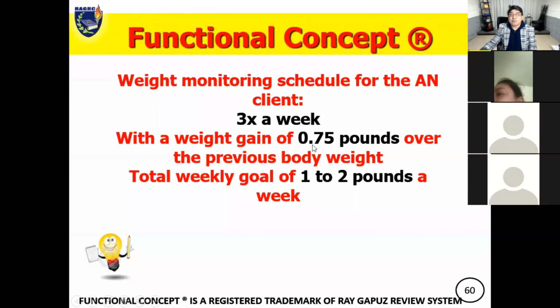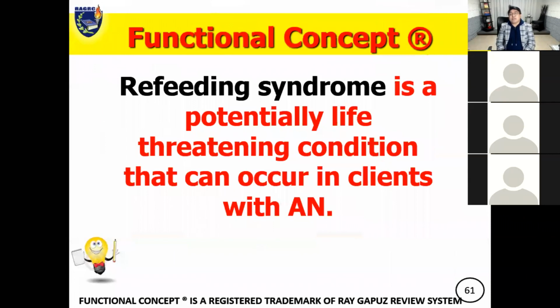The weight gain should be 0.75 pounds over the previous body weight. So the total weekly goal of 1 to 2 pounds a week is realistic. Okay. So refeeding syndrome is a potentially life-threatening condition that can occur in clients with anorexia nervosa.